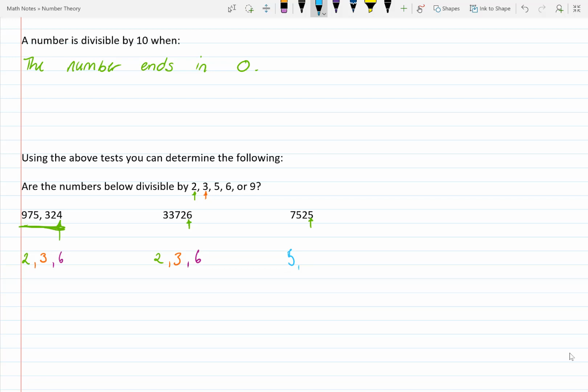And then we know a number is divisible by 10 if it ends in 0. Well, once again, this number does not end in 0. So we know by using our divisibility rules that 7,525 is only divisible by 5.